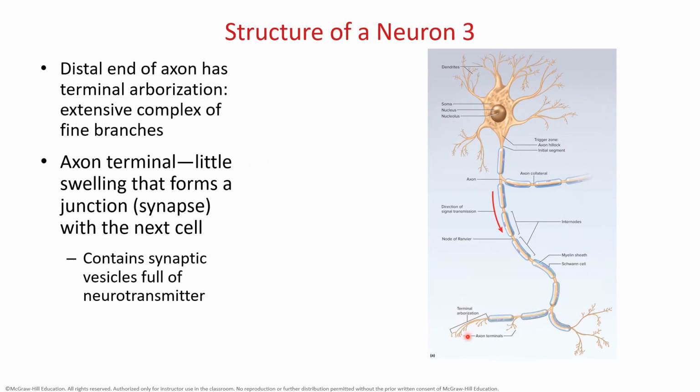So that distal part of the axon has terminal arborization, which means extensive complex branching. So here's the distal axon here. We have lots of branches here, terminal arborization there. The axon terminal has a little swelling that forms the junction known as a synapse. It's going to synapse with the next cell that it's going to contact with. It contains synaptic vesicles full of the neurotransmitters. So axon terminals, you can look right there, the little swellings right there.